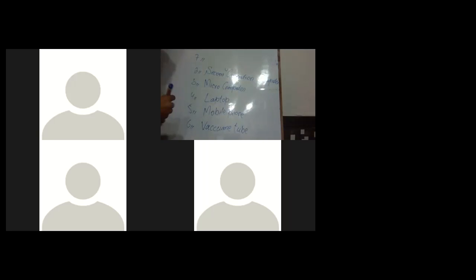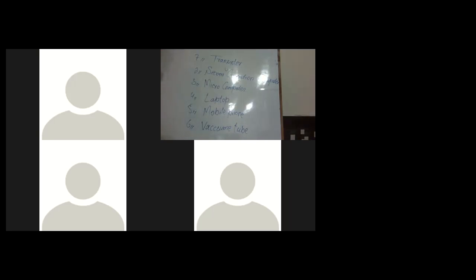Let me write. Track one is the 7th one. The next one is transistor. 7th is transistor, right? Yes. You have to note it in your book, okay? Because here you write transistor in front of this one.